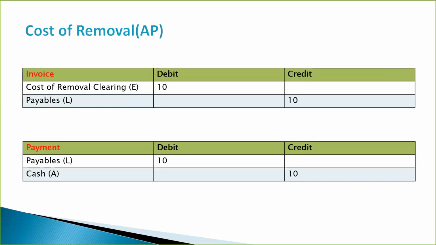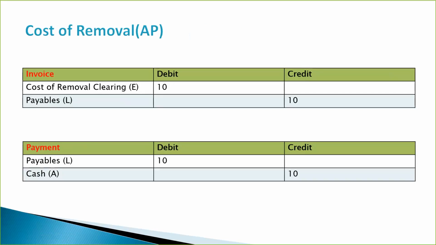So maybe the original manufacturer or another company that specializes in that will come and take care of it and dispose of it. So you'll have to pay them, right? They'll send you an invoice, okay, for the cost of removal once they've removed it. And that is an expense account, this cost of removal clearing.